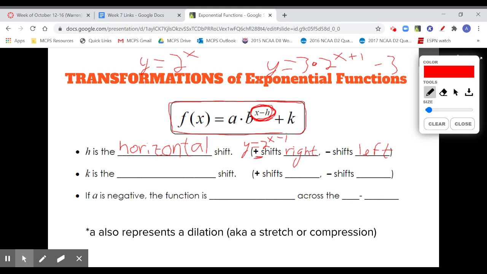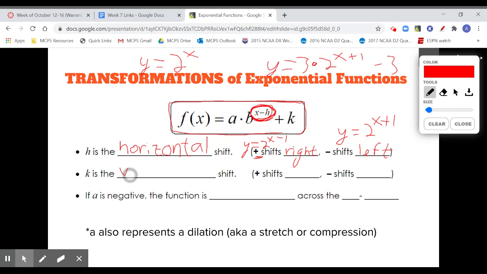So remember that it is opposite day in the exponent, just like it was opposite day under the radical sign. It is now opposite day in the exponent. So if you see x minus 1, you know you're moving to the right. If you see something that looks like this, where the exponent is a plus, you're going to be moving or translating to the left. Okay. So that is basically it for horizontal shift.